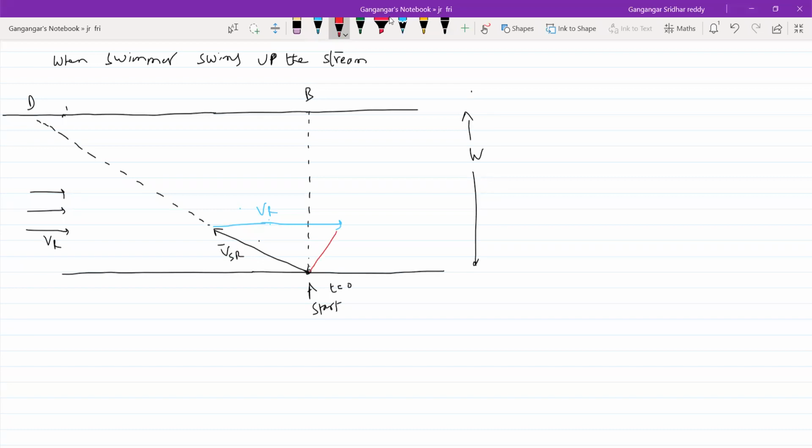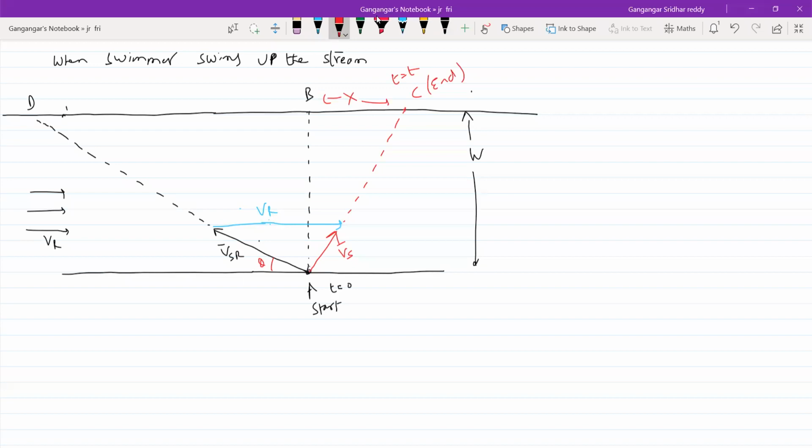Okay, now look, this is Vs. For up the stream and down the stream, what is the best way of categorizing? Looking at Vsr, not Vs, because you see here I also brought Vs down the stream only. So the best way of categorizing up the stream and down the stream is by looking at Vsr. T equals 0, and you will reach here at time t. So this is the drift.